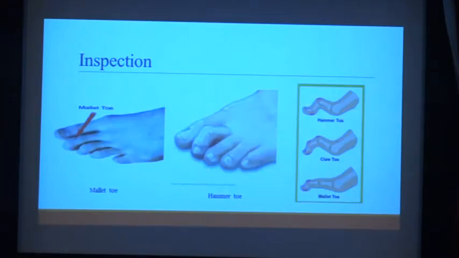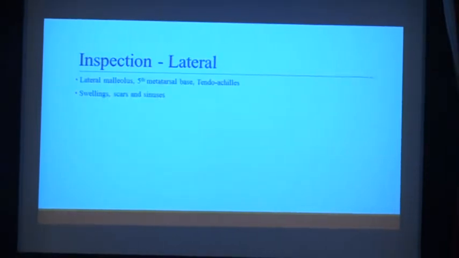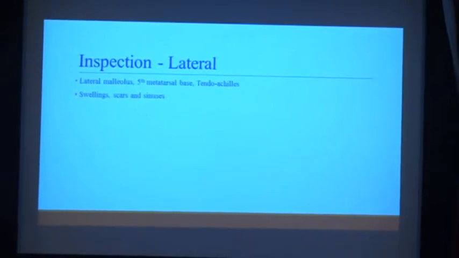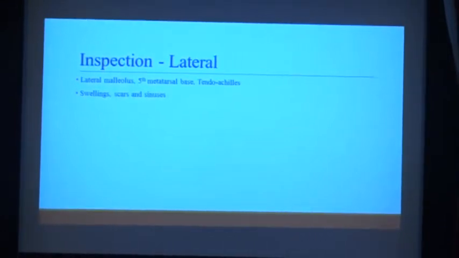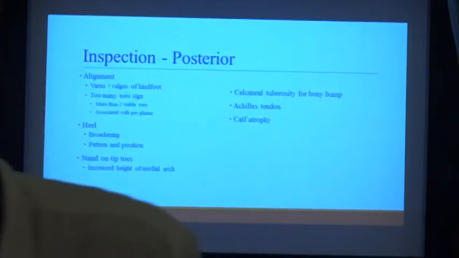So inspection, you'll see the hallux valgus deformity, paronychias, mallet toes, hammer toe, or the claw toe, one of the few conditions. These are some of the explanations of how the claw toe, what happens to the PIP and the DIP joint and the MTP joint, hammer toe and the mallet toe. Laterally, you look at the lateral malleolus, look for swellings, which are generally the tendo Achilles bursitis, very common. Posteriorly, again, very important, you look at the varus and valgus of the hind foot.